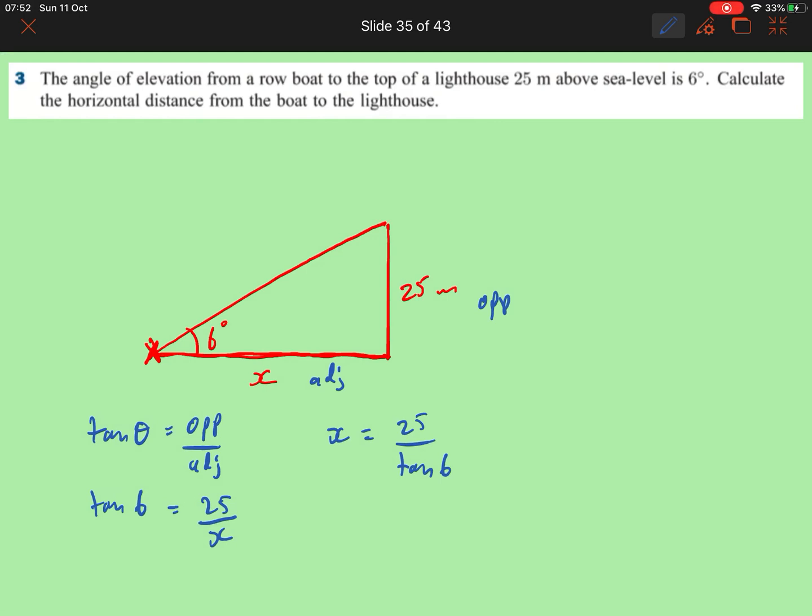Let's use a calculator. 25 divided by tan of 6 is equal to 237. Doesn't tell me any level of accuracy, so 238 meters to 3 significant figures. Okay? And think about, does that answer seem reasonable? Yes, it does seem reasonable to me, because that angle is really, really small. It means we're probably quite far away. Okay? Much more than the 25 meters.